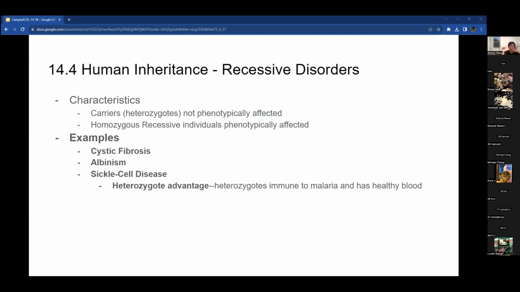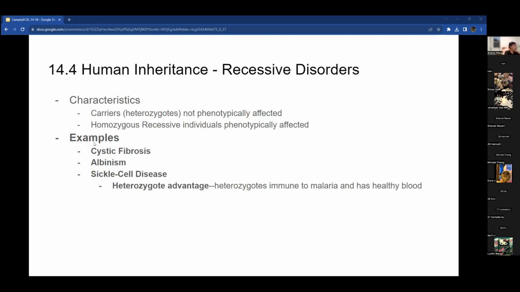A carrier is an individual who is heterozygous for the recessive disorder, which means they're not affected by it, but they carry one recessive allele. And if they mate with another person who is also a carrier or who does have a recessive allele, both of the parents could pass on the recessive trait, and their offspring could get the disease.